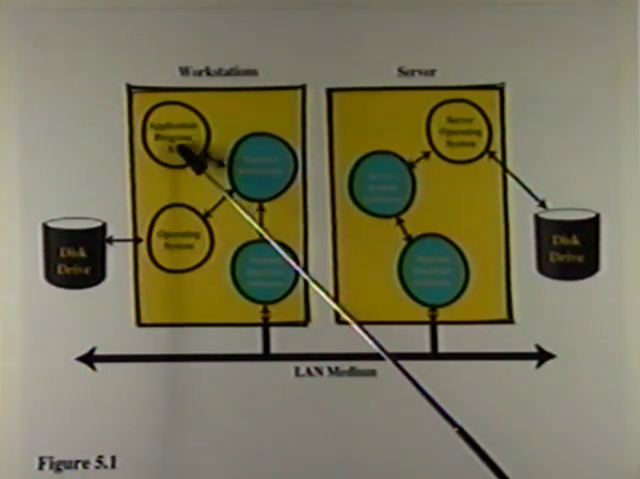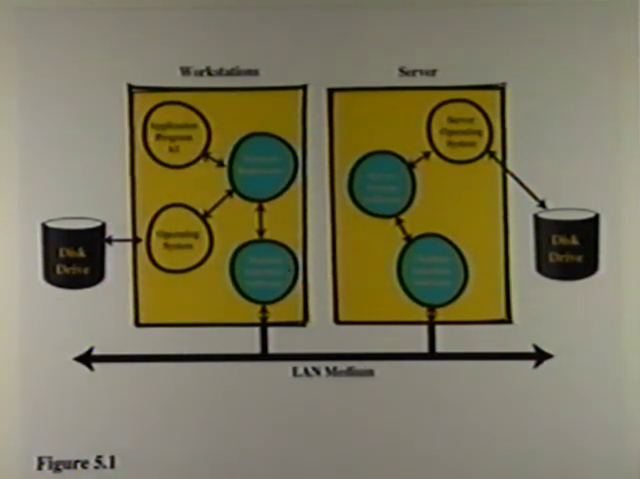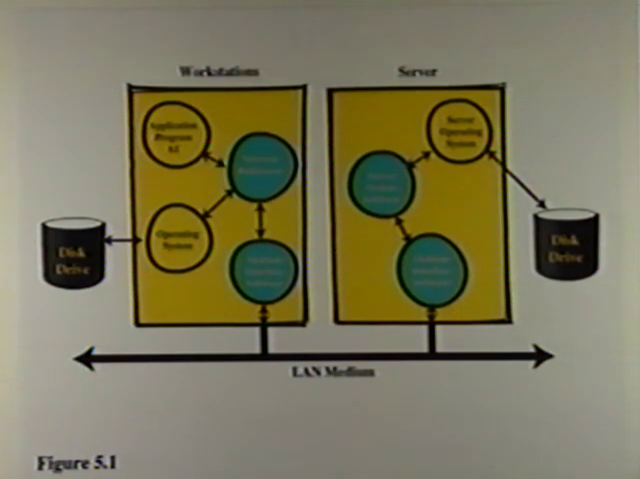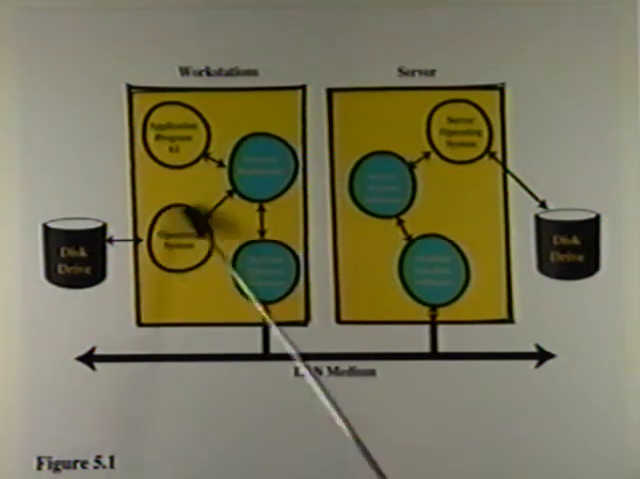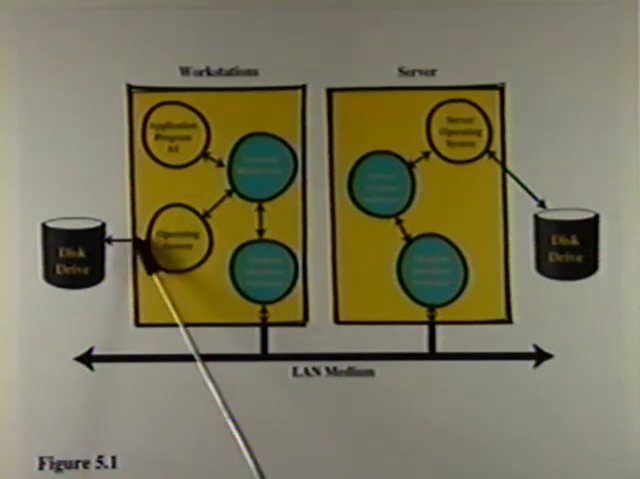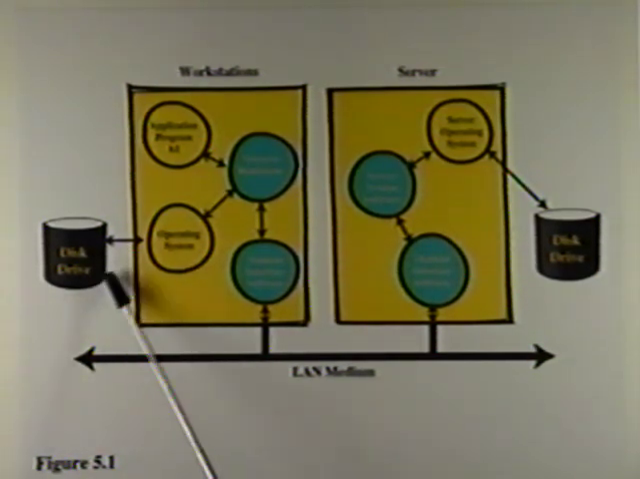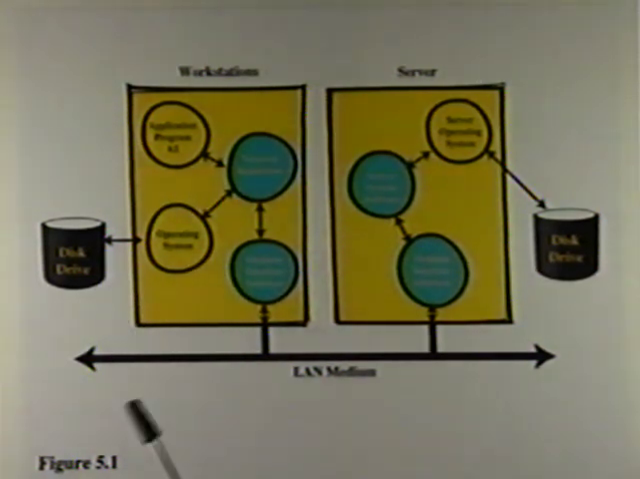So the unshaded circles here are basically what you'll find in both standalone systems and those workstations that are connected to local area networks. So you have an application program and you have an operating system. And that operating system, you recall, facilitates the use of external devices. So we have here a disk drive, and it's the responsibility of the operating system to interface with that disk drive.